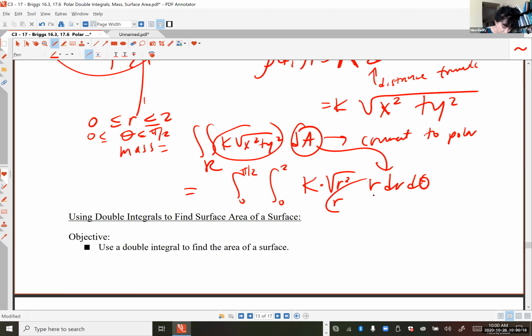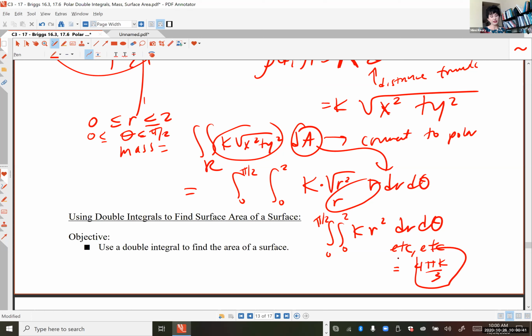And then don't forget to multiply your powers of r together to get a single power of r before you integrate. Otherwise, you'll end up in a world of hurt. And then I'm just going to say, et cetera, et cetera. This is a pretty easy problem to finish up because it's easy integration, nothing crazy. And it turns out the final answer, the mass is 4 pi k thirds. And that's the final answer for that problem.